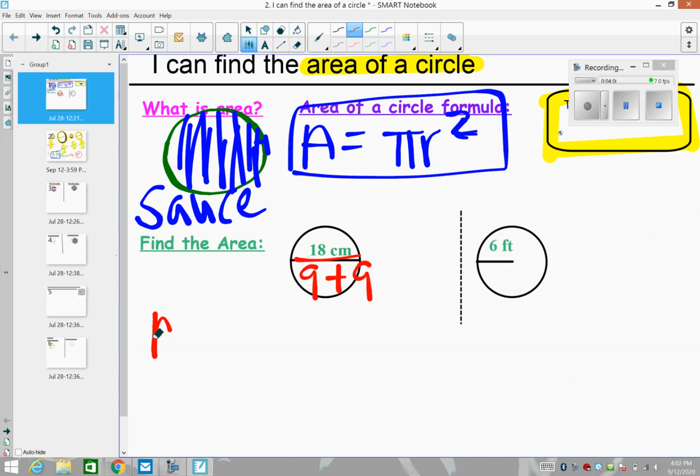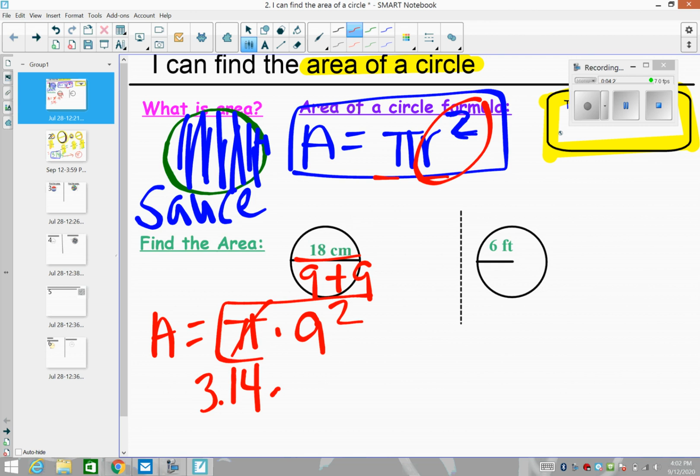So if we take the area, we take pi, which we know has been defined as 3.14. The beauty of this is it's just going to be calculator work, times the radius. And the radius goes from center to rim. The radius is 1/2 the diameter, so 9 squared, because it's pi times radius squared.